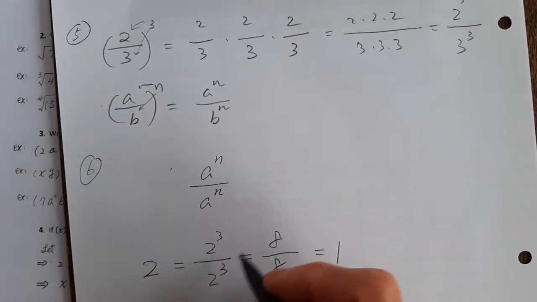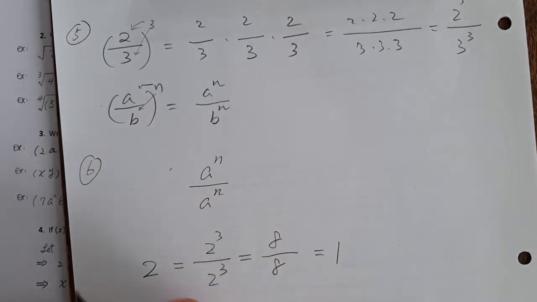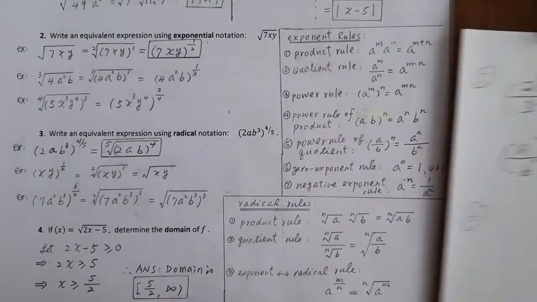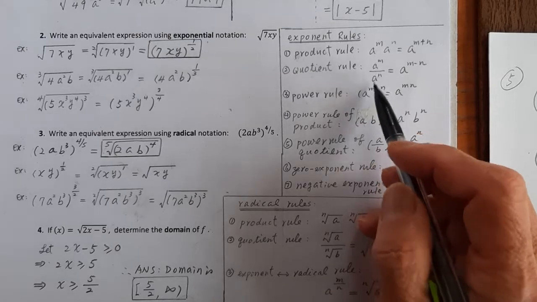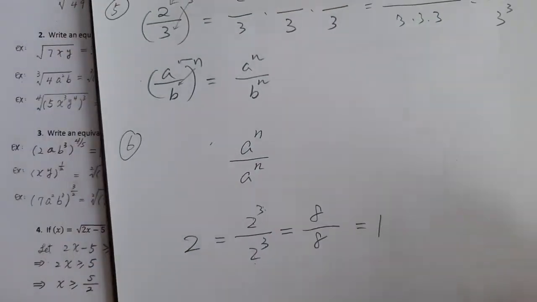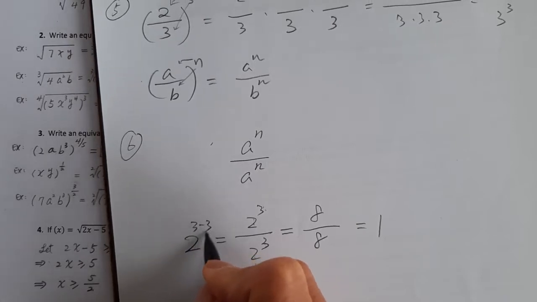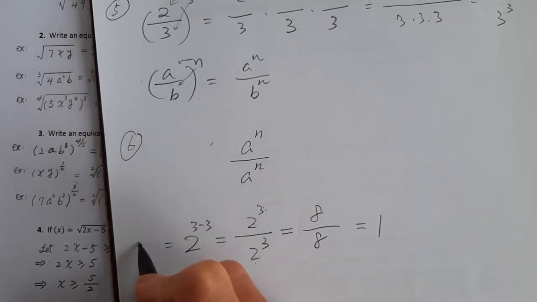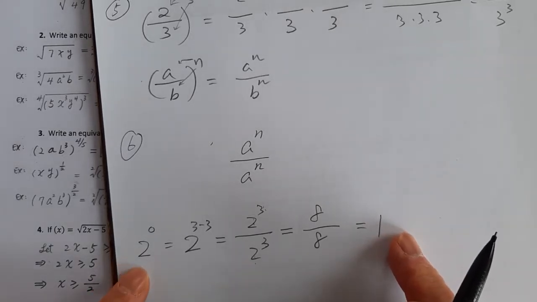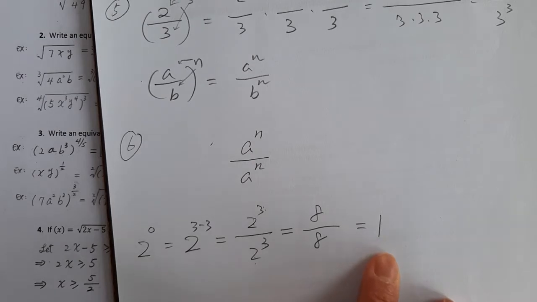And on the other side, use the same base and the quotient rule. Left hand side, same base is 2, you subtract exponents, 3 minus 3. That is 2 to the power 0. So the right side is 1, the left side is 2 to the power 0. So we have the proof, 2 to the power 0 equals 1.